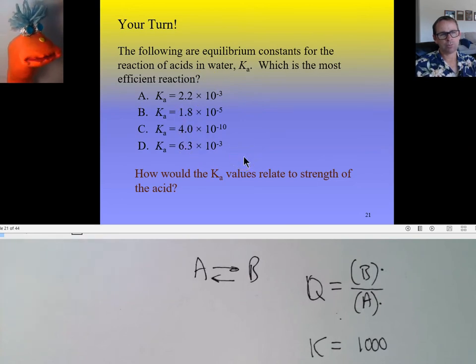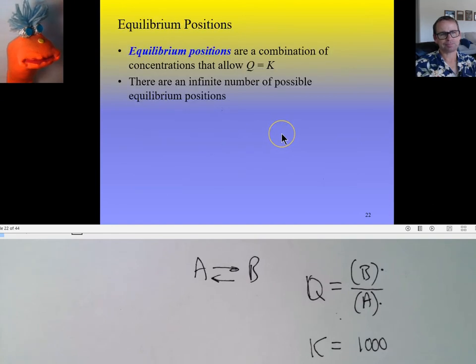C, minus 10. Well, these are minus values, right? So, let's see, A or D. D would be the most efficient reaction. Very good, because that is our largest K value on that list there.